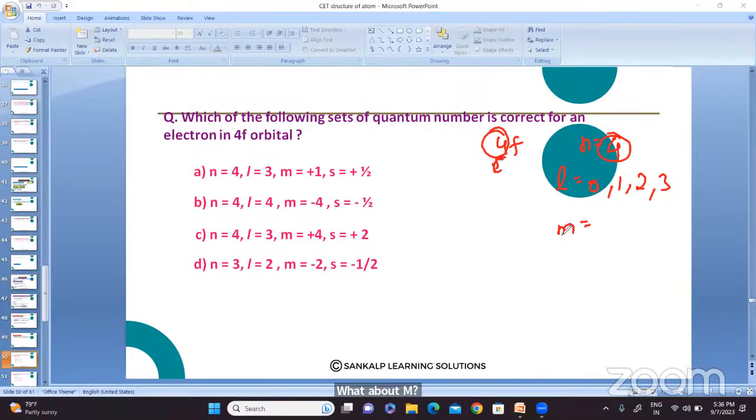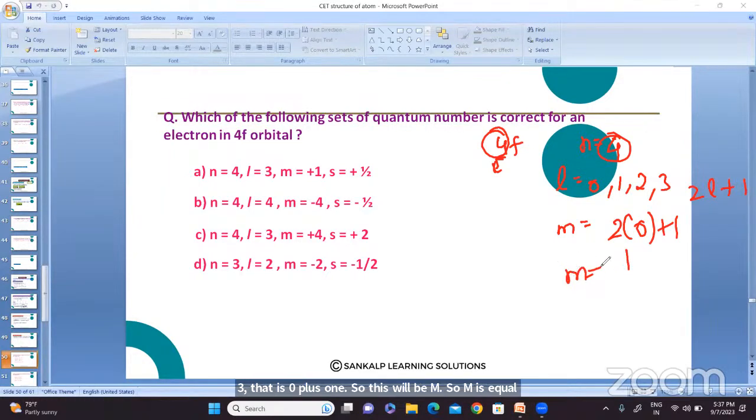How about M? M will have the values 2L plus 1. So if I put L equals 0, that is 2 times 0 plus 1. So M is equal to 1.